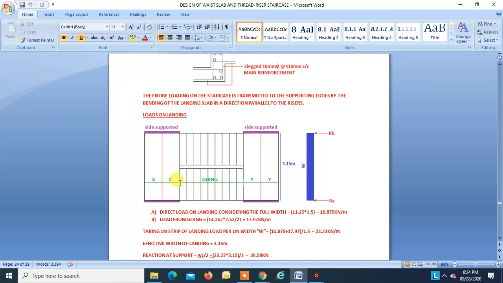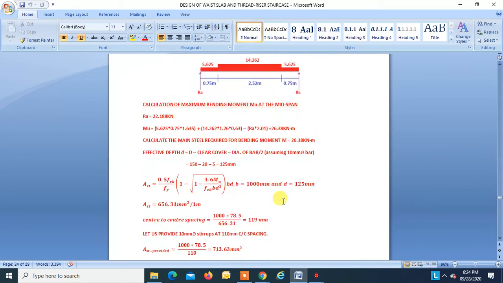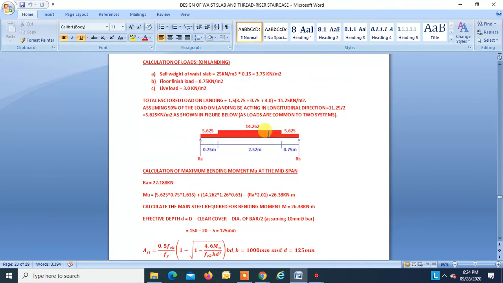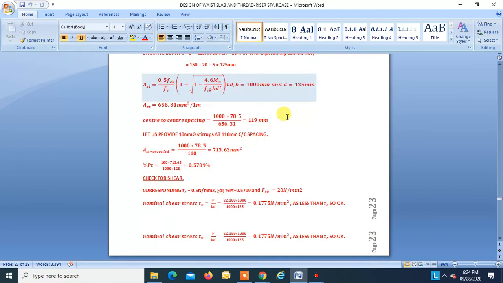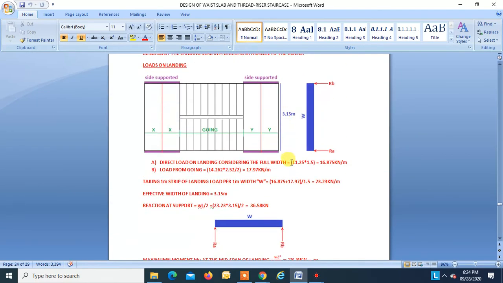This is 1.5 width. That load coming on the landing which we found over here was total factored load on landing, 11.25. So over here we take the same 11.25 into total width 1.5, that is 16.875. So we get load in kilonewton per meter in this direction, right?